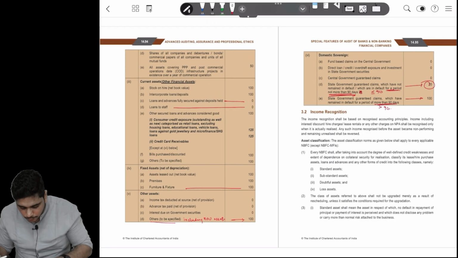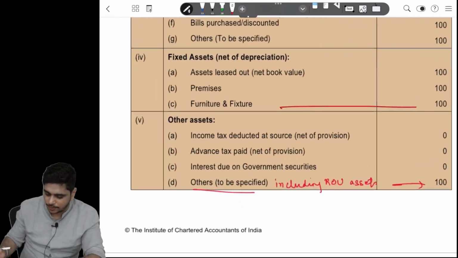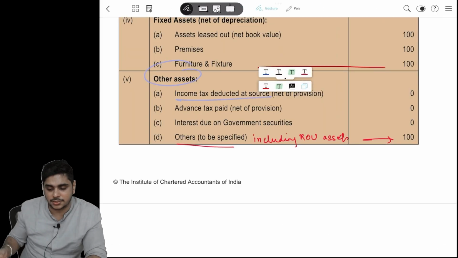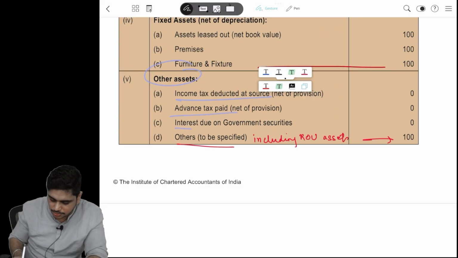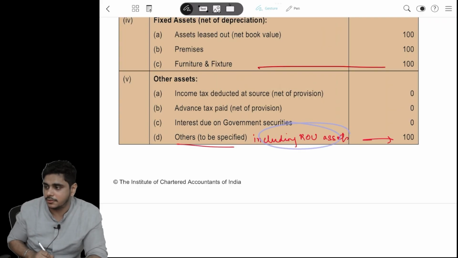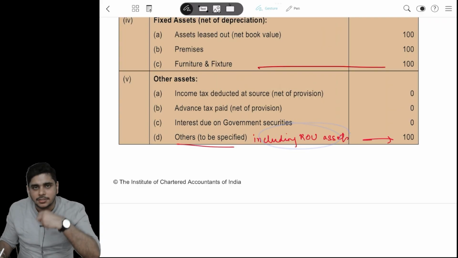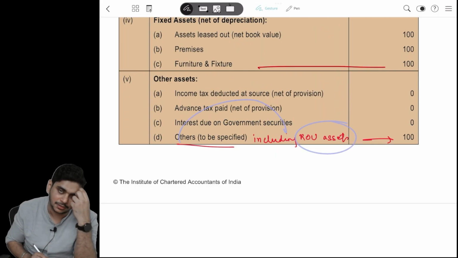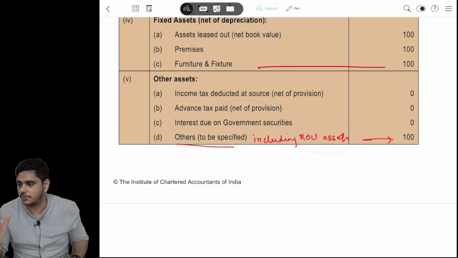Module page 14.94, there's something called other assets. Other assets mean income tax, direct tax, so that's TDS, advance tax paid, interest due on government securities, others. So in others, what they have added is including ROU. As such, the answer does not change. Again, it's a clarificatory amendment. Others will include ROU. So maybe an MCQ they can test, including ROU.